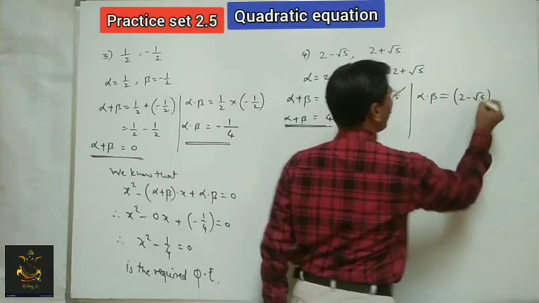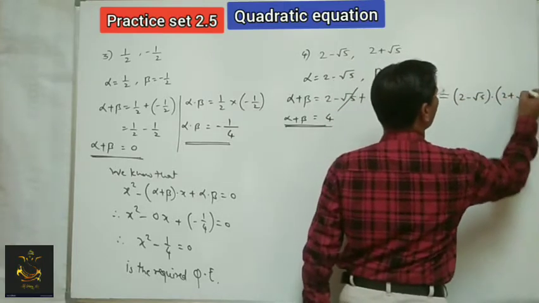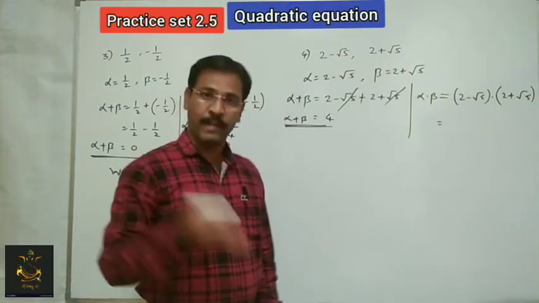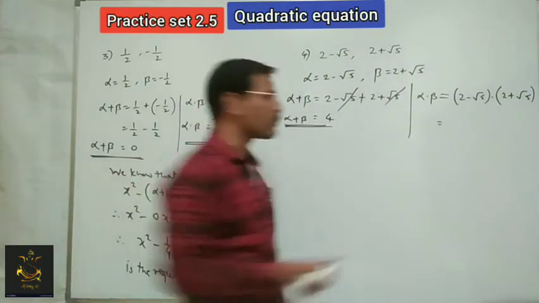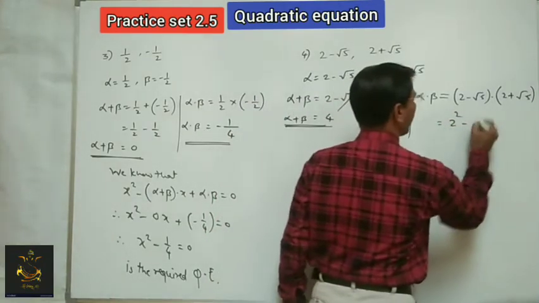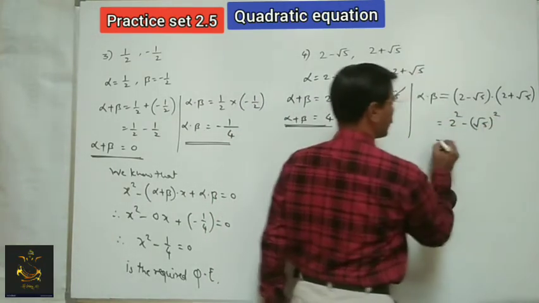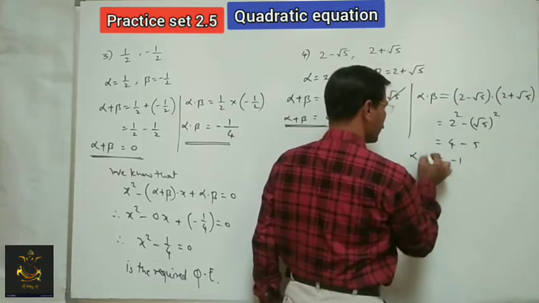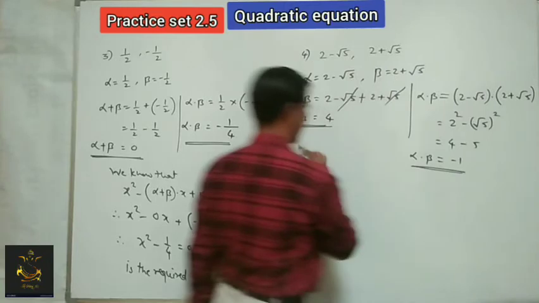Okay. What about this one? 2 minus root 5 into 2 plus root 5. Okay, here this is nothing but (a plus b)(a minus b), which means a square minus b square. So here it is 2 square minus root 5 square. So 4 minus 5, that means minus 1, which is alpha into beta.